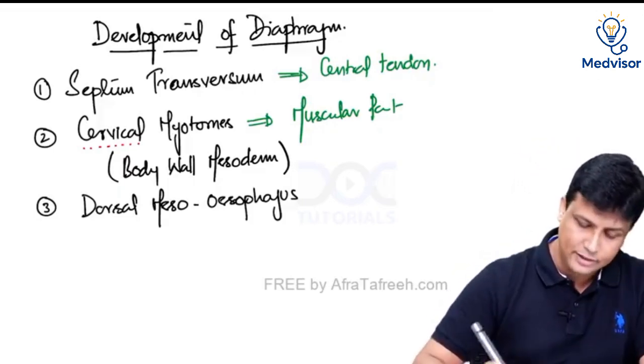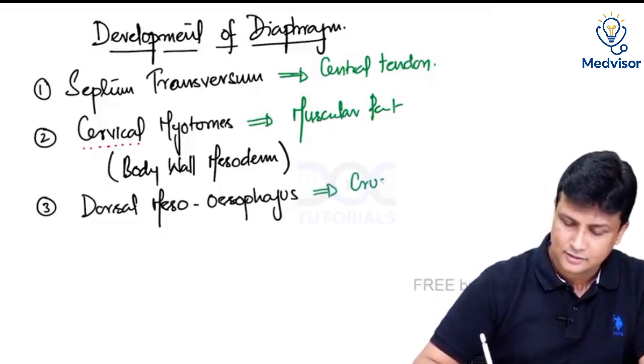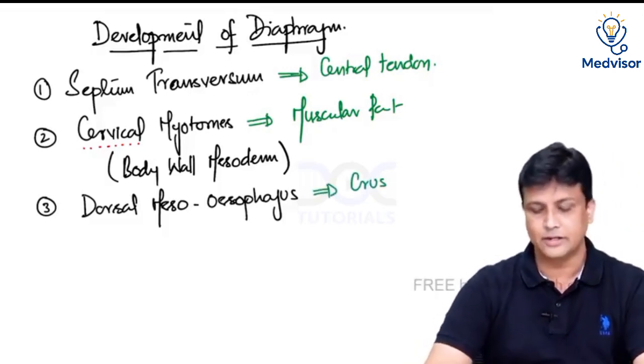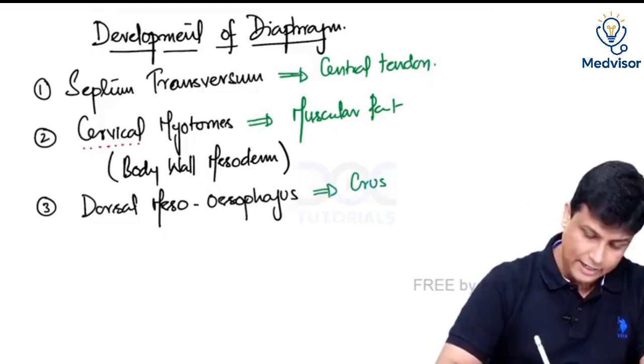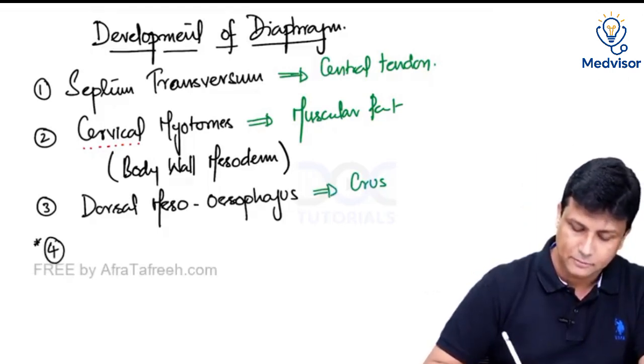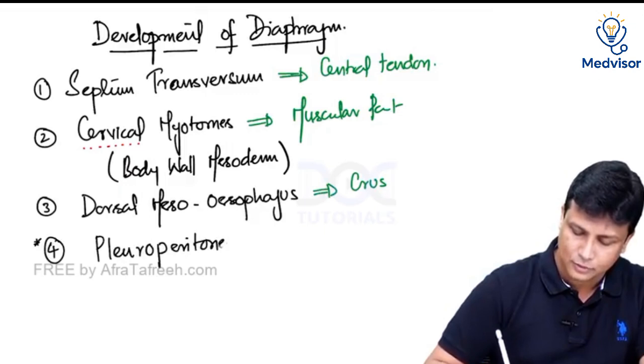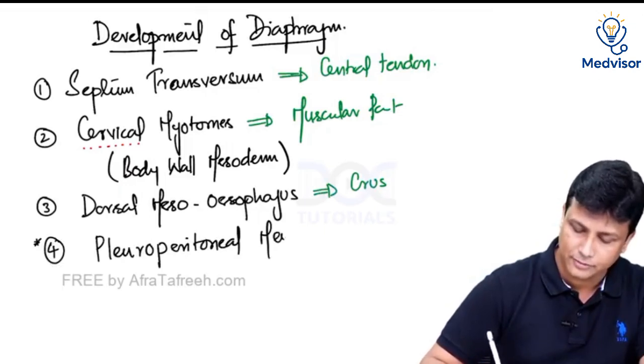Now the dorsal mesentery of the esophagus is the one which is going to form the right and left crus of the diaphragm, that is derived from the dorsal mesoesophagus. And now welcome to the most important one for your exams, the pleuroperitoneal membrane. The pleuroperitoneal membrane is also going to contribute to the formation of the diaphragm.